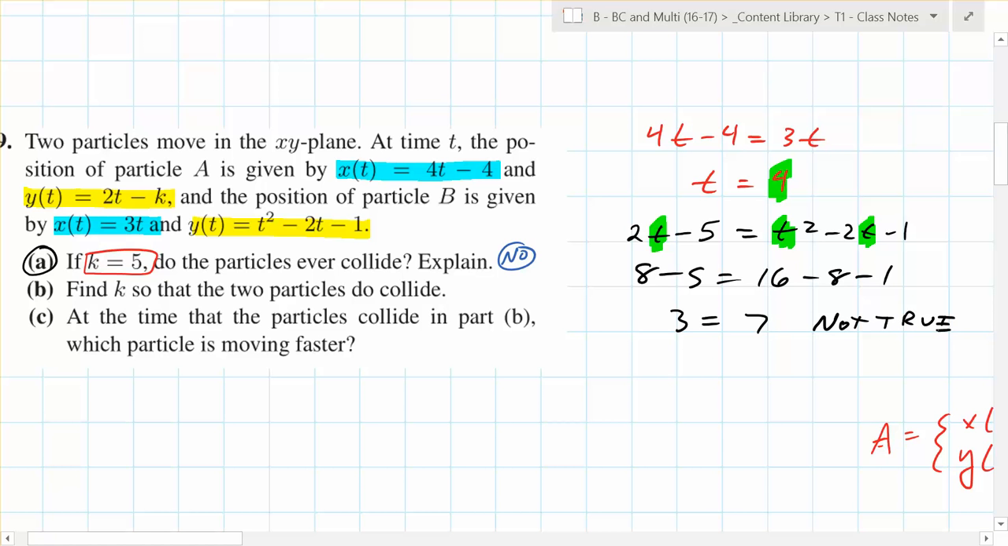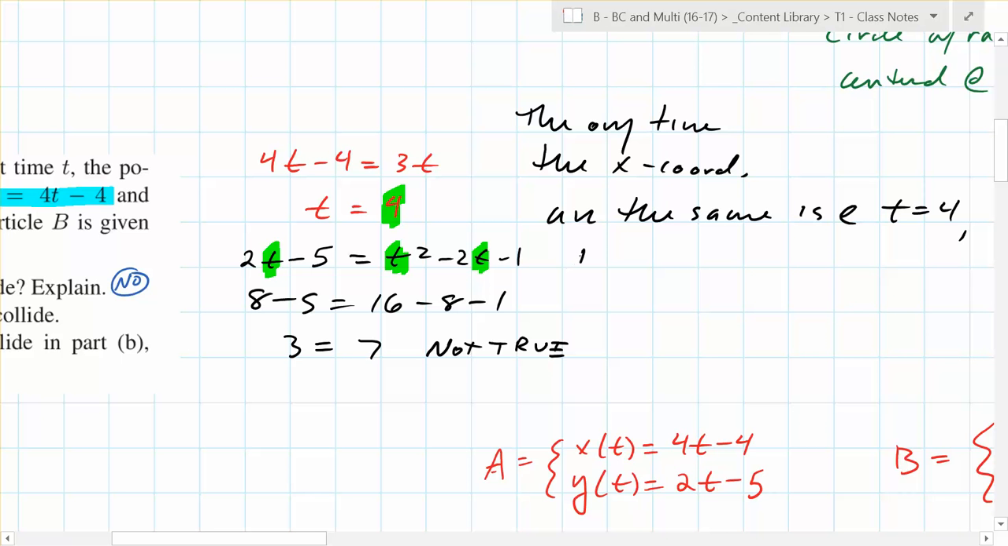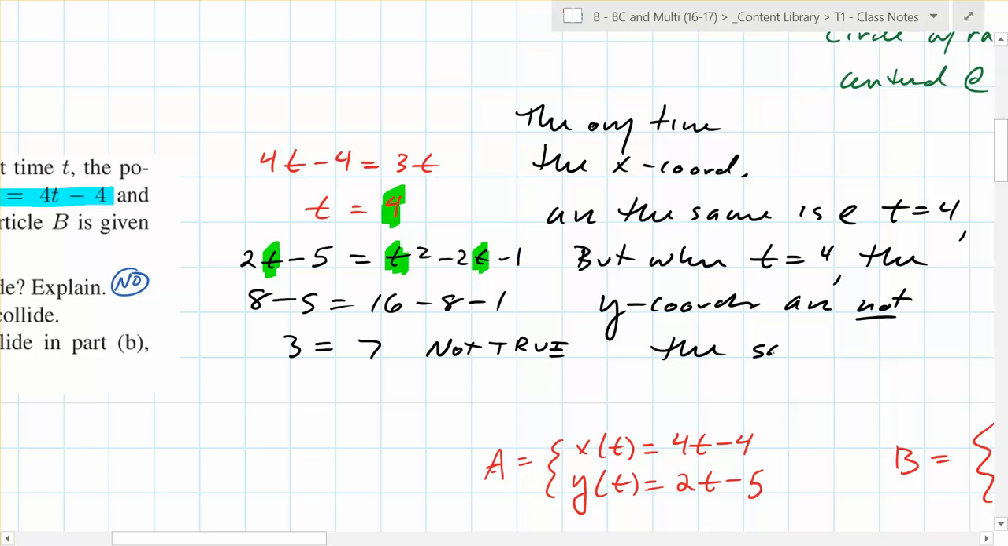No, they do not intersect. Can we actually write it like that? I would like a sentence. You could say, the only time the x coordinates are the same is when t equals 4. But when t equals 4, the y coordinates are not the same. Does that make sense, everybody? Write out the sentence, please.